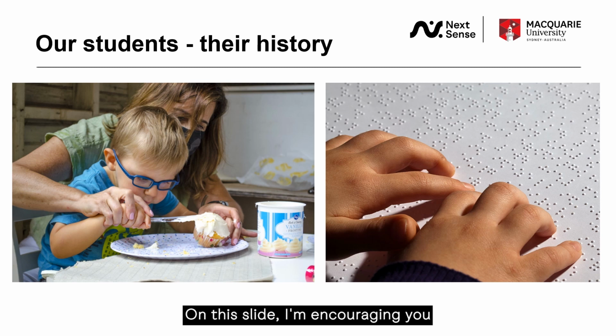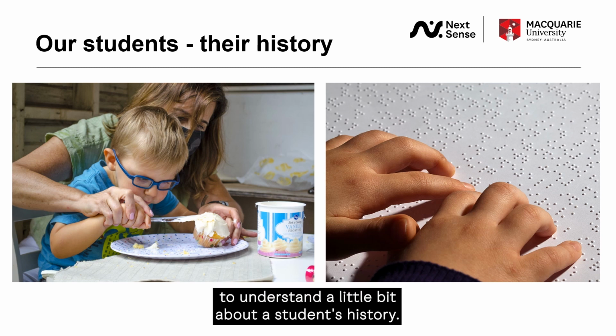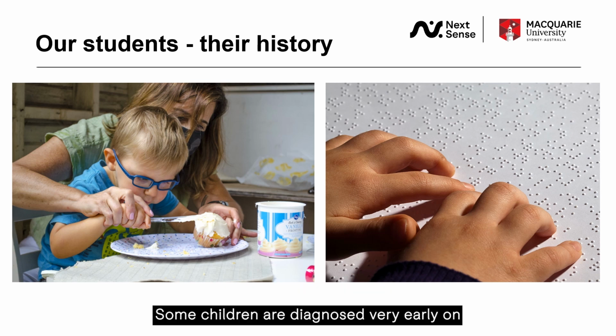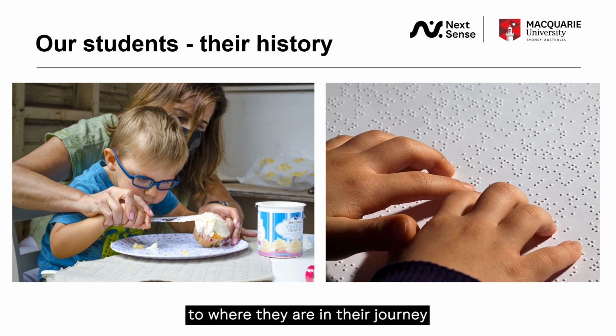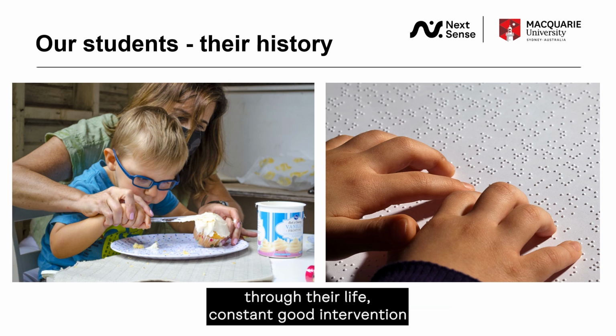On this slide, I'm encouraging you to understand a little bit about a student's history. Some children are diagnosed very early on with vision impairment. Others will acquire it later in life. And the time when vision impairment is found to be present can be quite significant to where they are in their journey of how they adapt to their vision. So young children that are picked up with vision impairment early will often have had a lot of intervention through their life, constant good intervention to help lessen the impact of vision impairment.